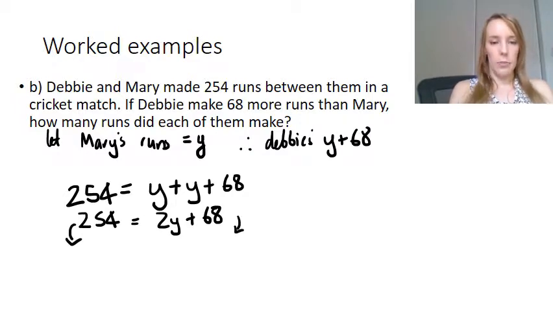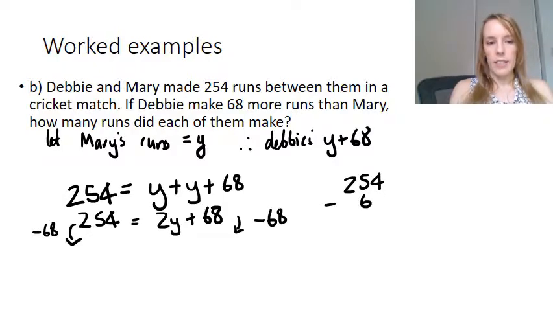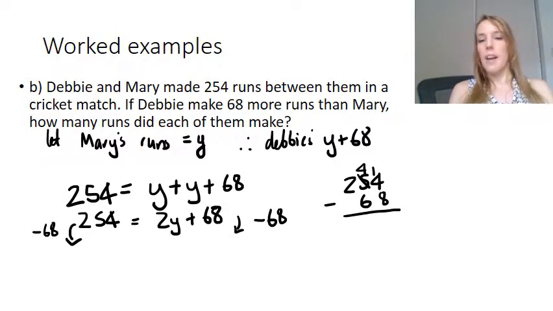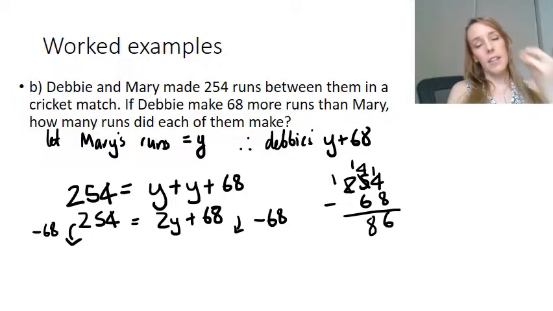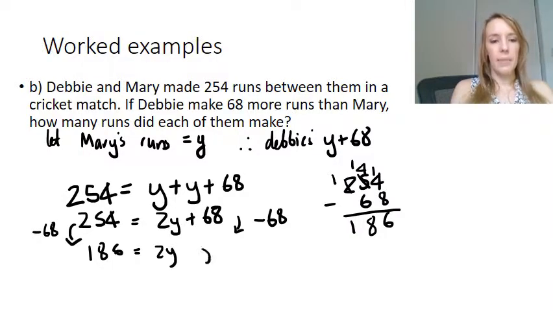So we can subtract 68 from both sides. I can't do that in my head, so I'm going to do an equation over here. 254, take 68, carry the 1. So 14, take 8 is 6. Carry 1. 14, take 6 is 8. 186, there we go. So 186 equals 2y.